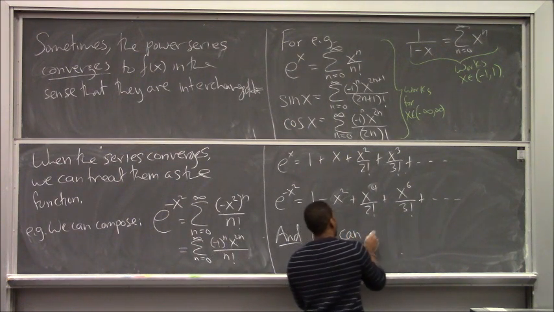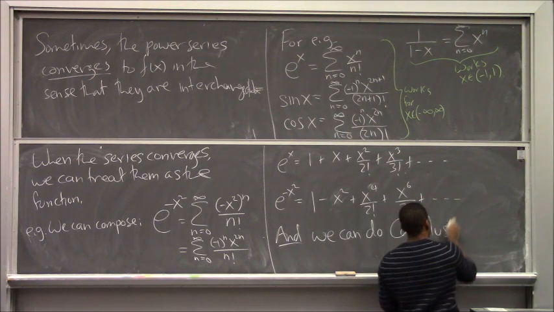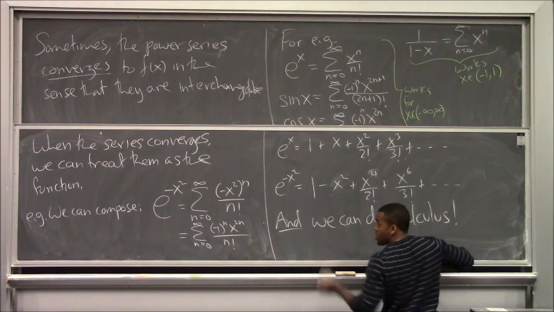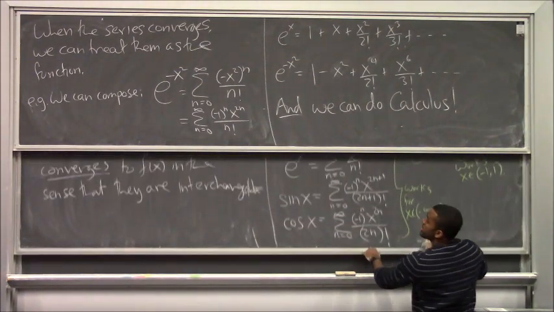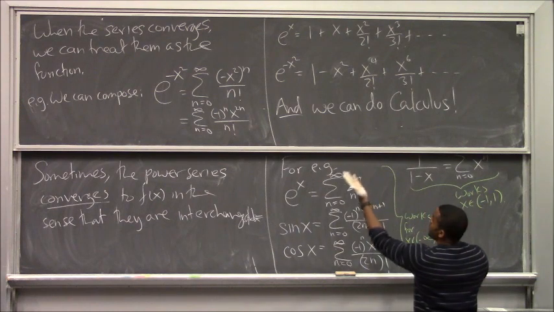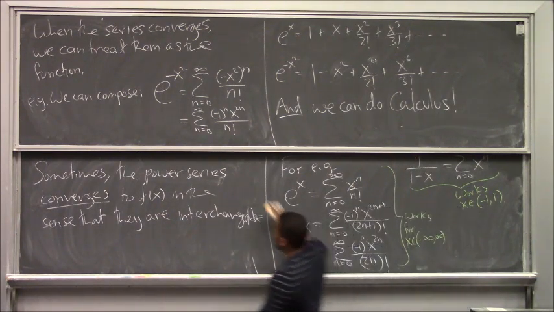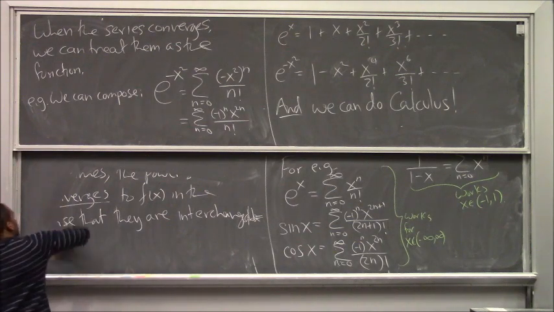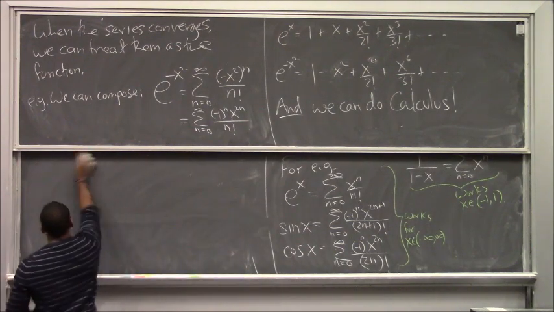And we can do calculus with it. In the same way that I can do calculus, like I could differentiate e to the x, I would be able to differentiate that series. They are literally interchangeable. So this is called term-by-term differentiation.